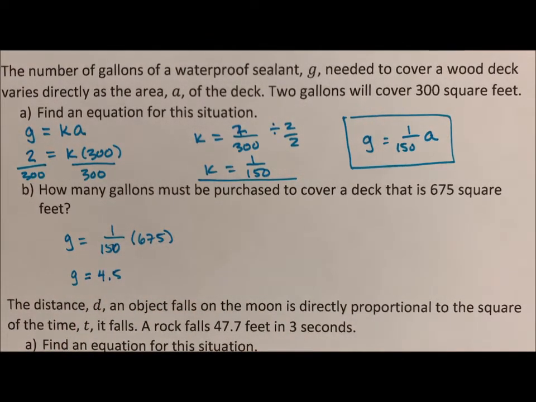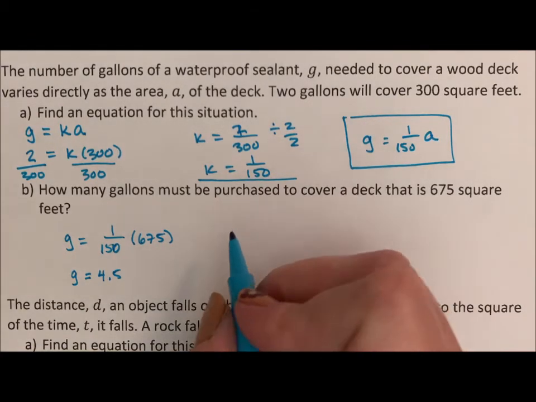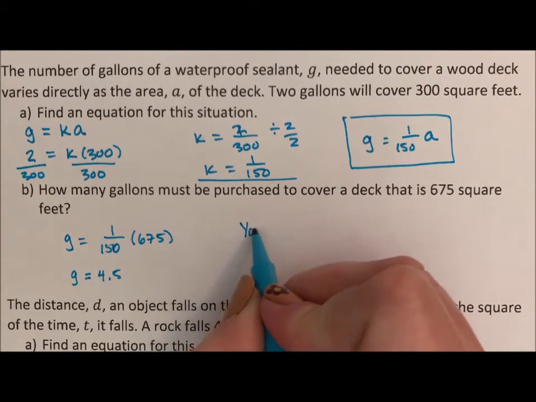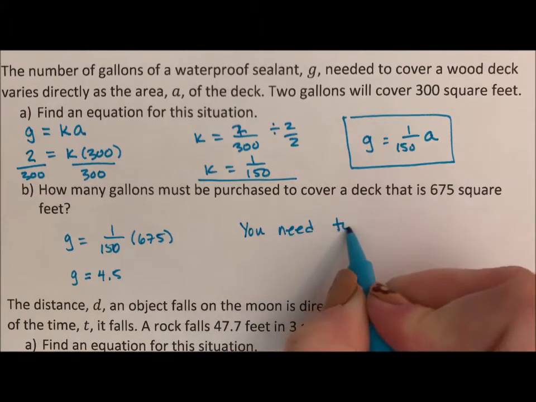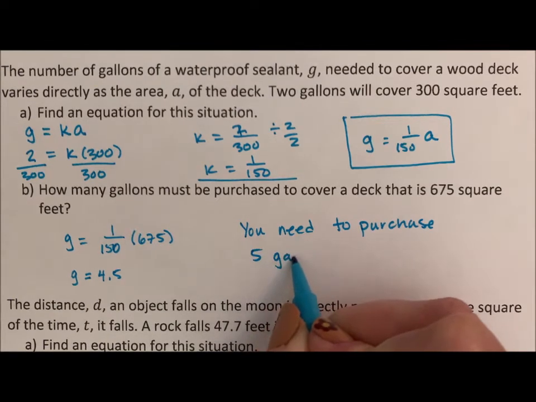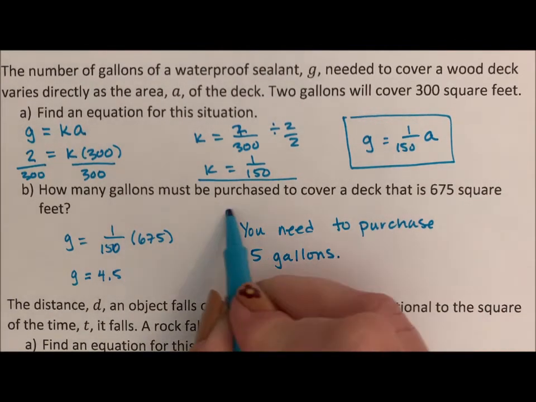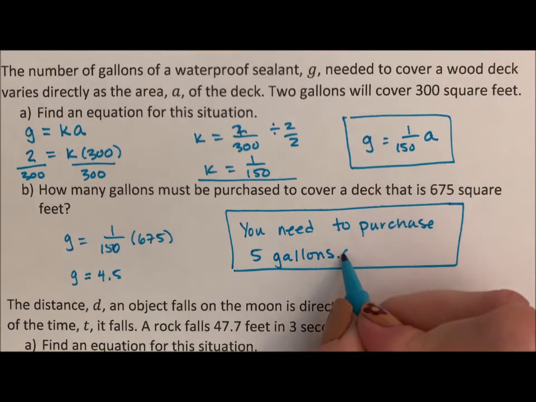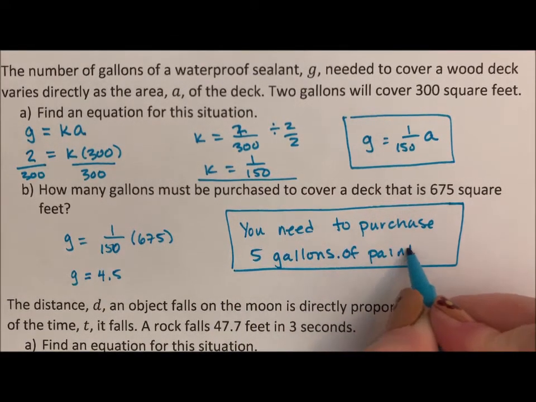But I've yet to find a shop where you can buy, well, I guess you can buy half a gallon, but it's usually more expensive. And if you make a mistake, it's always better to have a little extra paint than a little less. And you might want to be able to patch things up later if something happens. So I would say you need to purchase 5 gallons. Yes, I should say of paint. Okay.